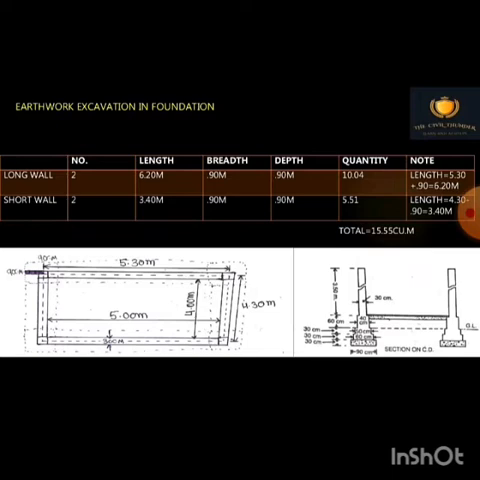Now we are representing here the earthwork excavation in foundation in a tabular column. As we are having two numbers of long walls and two numbers of short walls, in the numbers column we are keeping it as 2. Now the length of the long wall and short wall are calculated. The out to out length of long wall and in to in length of short wall are noted in the length column as 6.2 meters and 3.4 meters respectively. The breadth of the item of work we are going to perform, for the excavation, as I have already told you, 0.9 meters is the width or breadth, so that is noted in the breadth column.